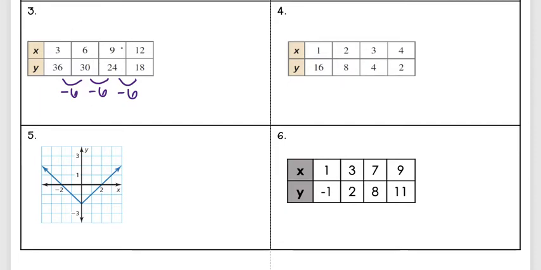Now I'm going to look at my change in x. To get from 3 to 6, I add 3. 6 to 9, I add 3. Then 9 to 12, add 3 again. And so I see my difference of y over my difference of x is negative 6 over 3, which is negative 2. And it's the same thing every time. And so since it's the same thing, that means that this one's linear.